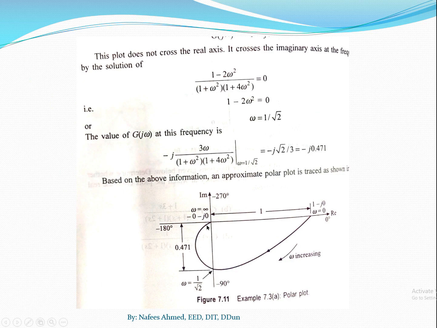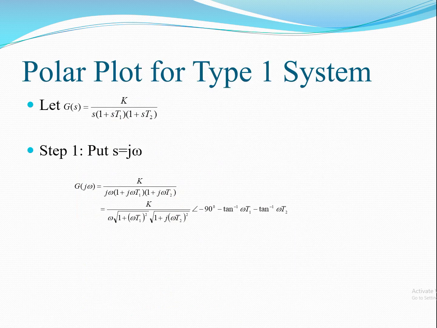So this is your type 0 system. Similarly for the type 1 system, what is the difference over here? You will have another extra s over here, because the power of s is 1 over here. Again the same steps apply: put s equal to j omega. So you will have one extra j omega over here.